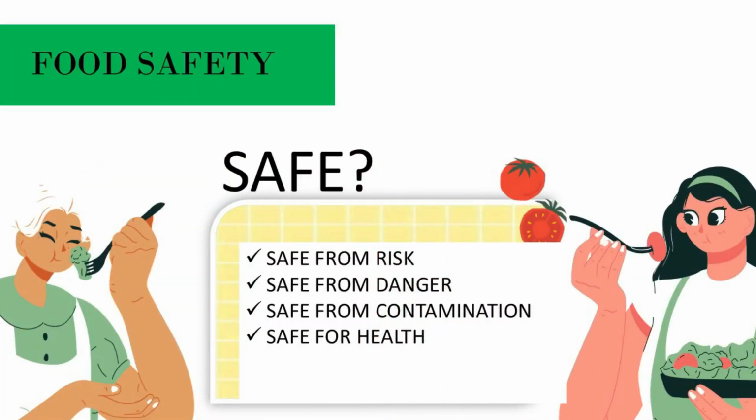Well, when we are talking about food safety, we are considering what is actually safe. Safe is something that is expected by everyone. Everyone wants to be safe from risk, safe from danger, safe from contamination, and of course, safe for health. So that's why talking about food safety is very essential and very important.